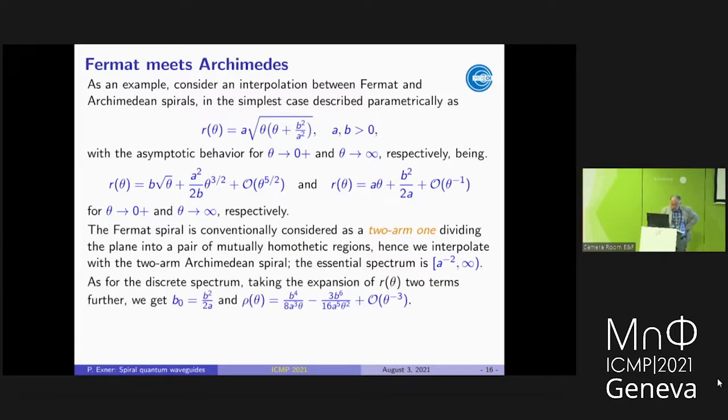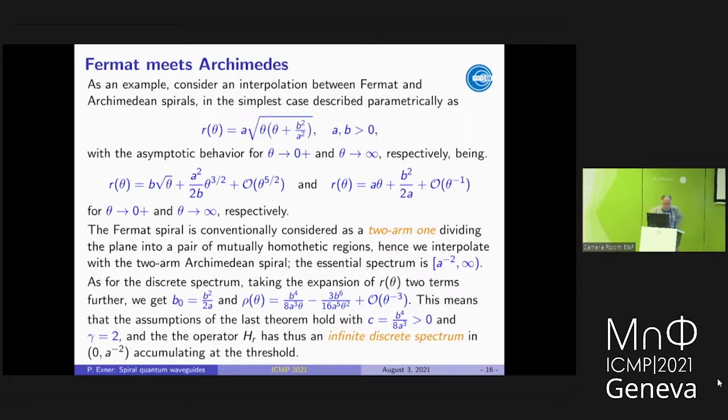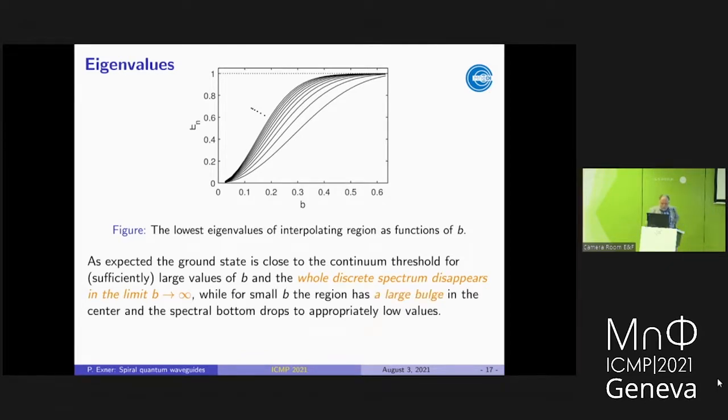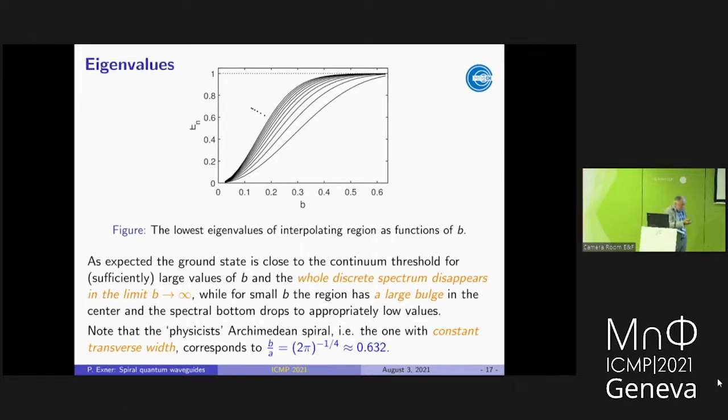Here is the explicit formula for the function rho. And then, according to the theorem I showed you, the spectrum is infinite and discrete. And here is how it depends on the interpolation parameter. Now, I should say that all the physics papers I showed you had Archimedes in the title.